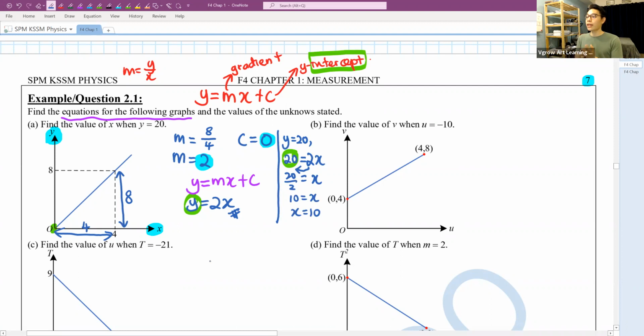Okay, so after you get the equation, it's very convenient because you can sub in any x value, you can sub in any y value, okay, to get the answer.